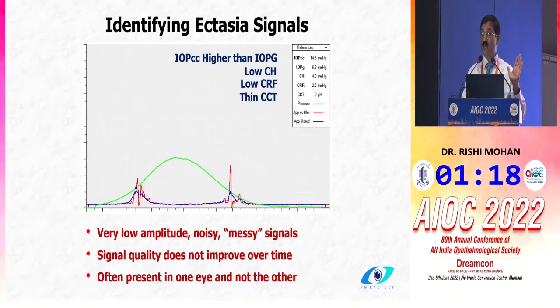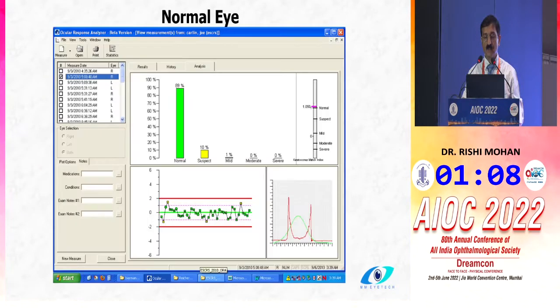Ectasia starts to behave like keratoconus. So if you have a patient of ectasia and you're not sure, put him onto one of these ORA machines and it'll give you a diagnosis immediately.